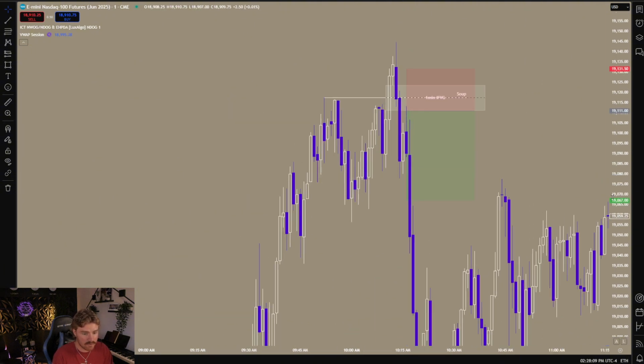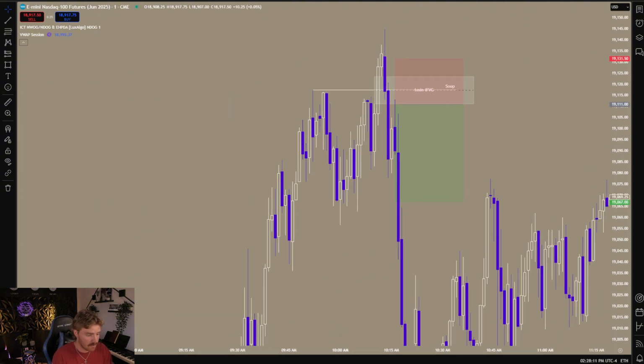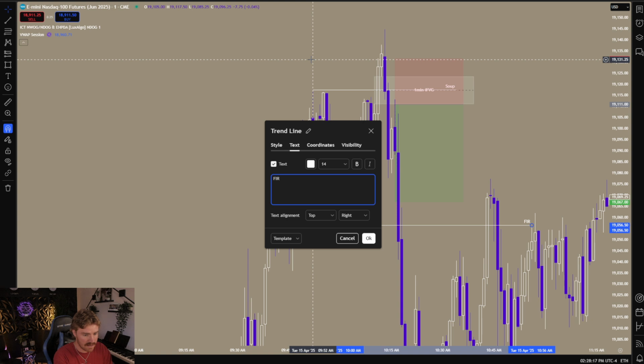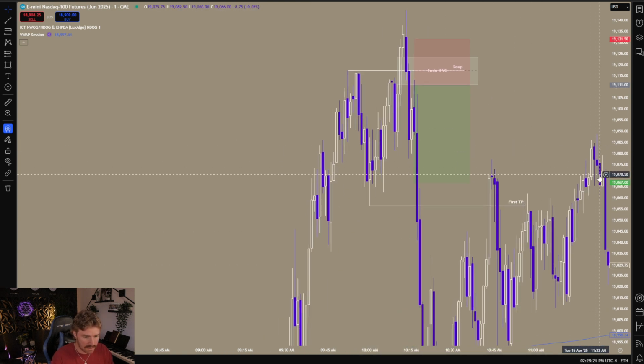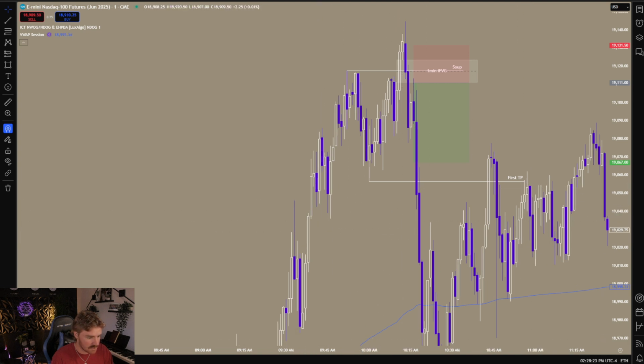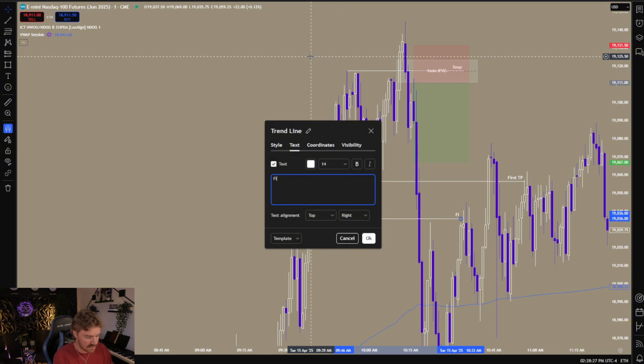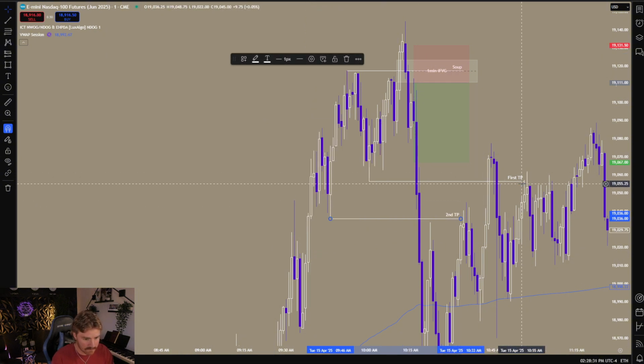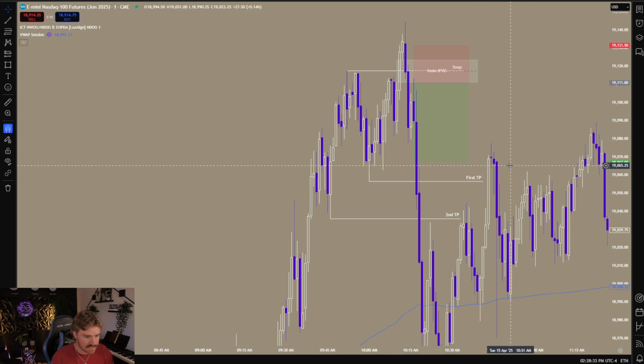And then what are we doing for TP? We're targeting sell side liquidity. We have a swing low down here. That's a very good first TP. So we're going to put first TP right here. Boom. And then we're looking for our next sell side right here. This is a good second TP. Let's say you're scaling in with 10 micros. This is going to be second TP. So let's say right here, first TP. You scale in with 10 micros.